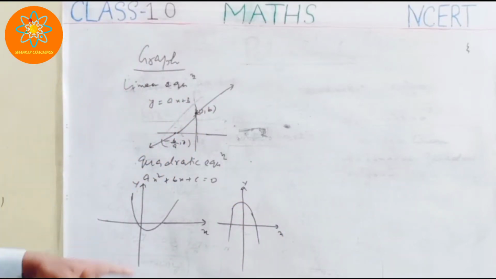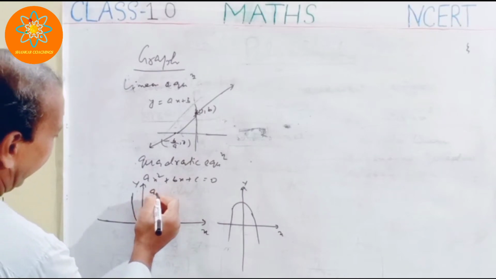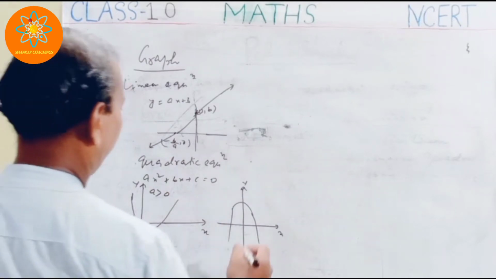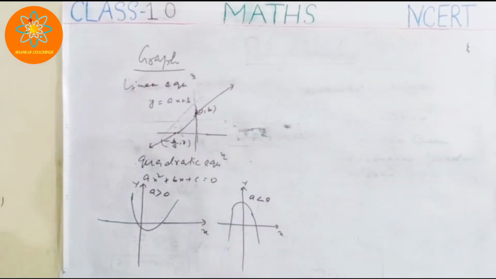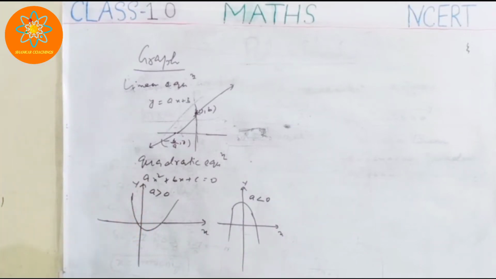So in both cases the graph is the graph of a parabola. Only, in this case A is greater than 0, and in this case A is less than 0. If A is less than 0, this type of parabola will be there. If the coefficient A is greater than 0, the parabola is like this.